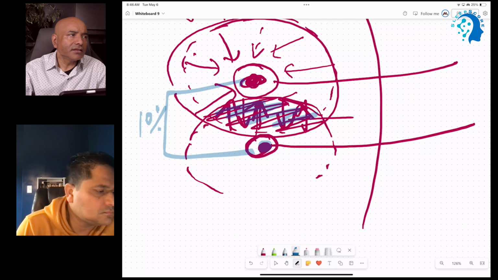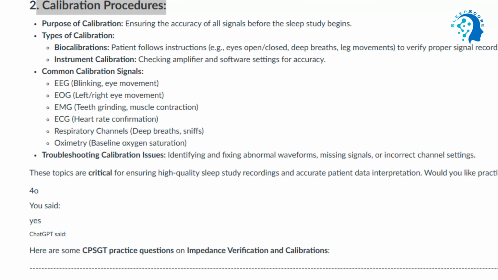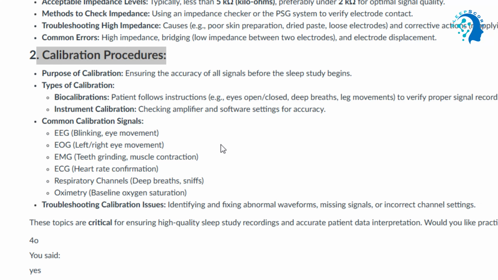Now let's think about calibration. Okay, the next thing we will see is calibration. What is the calibration procedure? What is calibration?